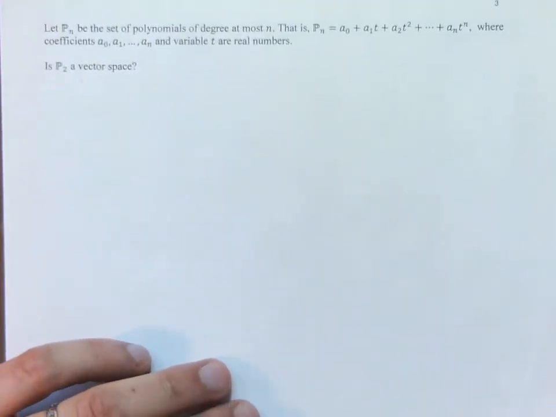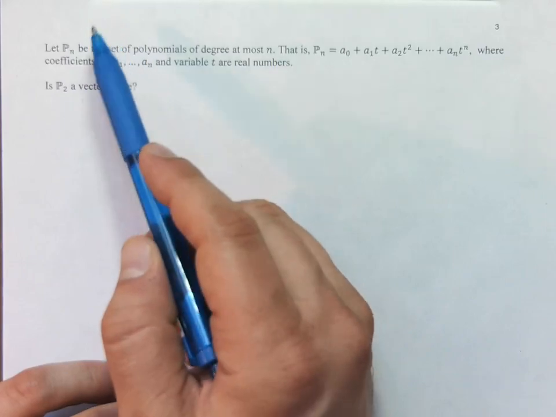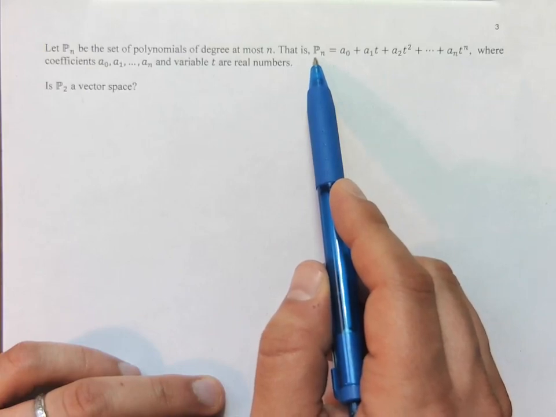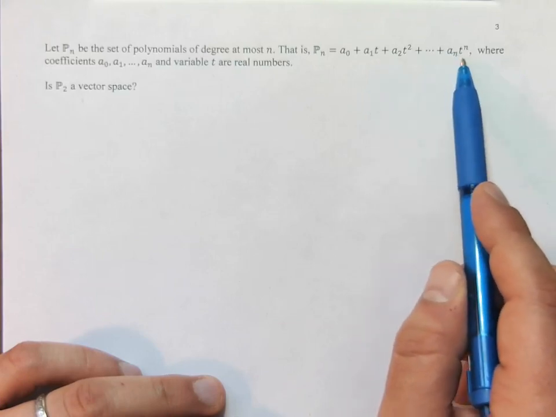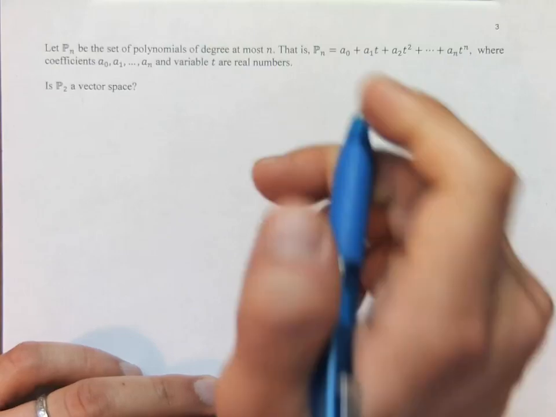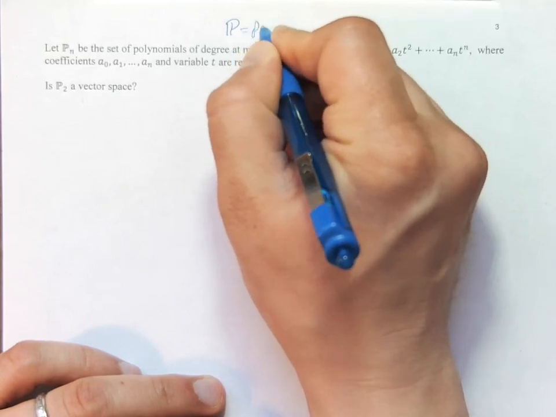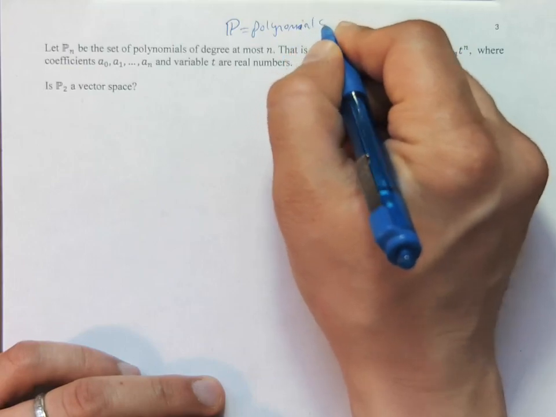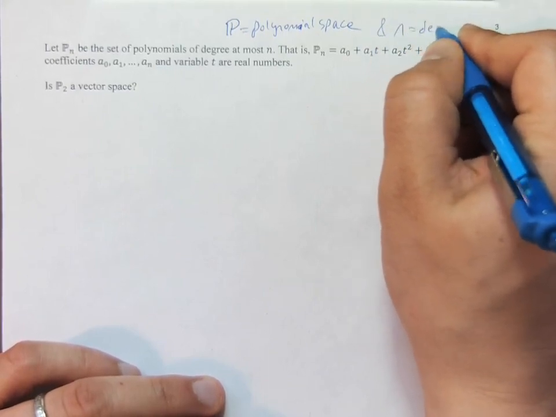This is a very common abstract vector space. Let's read the definition here: let Pn be the set of polynomials of degree at most n. In other words, Pn is some arbitrary polynomial of degree at most n. We've got t's here, which are the variables, and the a's are the coefficients. When you see a script p like this, that means we're dealing with a polynomial space, and the n part tells us the degree of the polynomial we're dealing with.